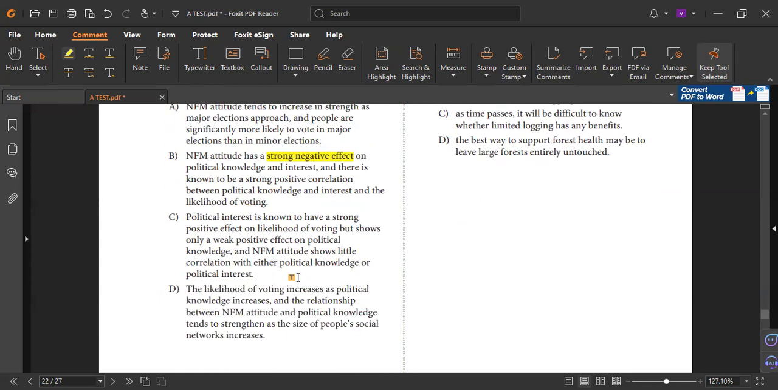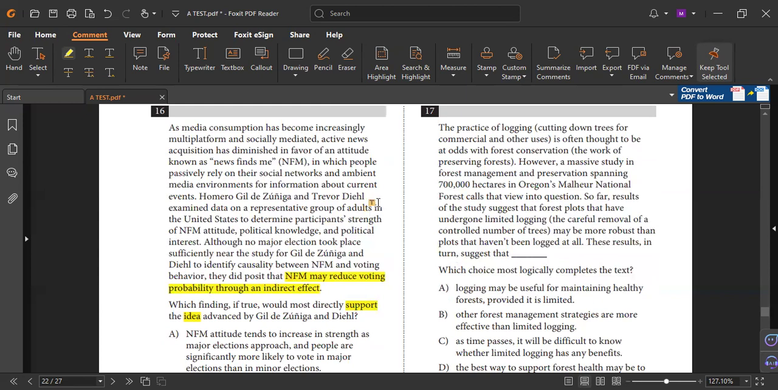All right. Number 17. Look here, he said complete the text. And where is the last sentence? These results, in turn, as a consequence, as a result, suggest that. So we need an answer related to the result. If you find an answer only related to the results, wrong. If you find an answer without evidence, wrong. Literally.